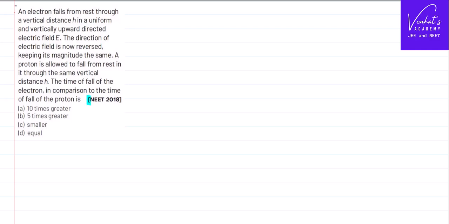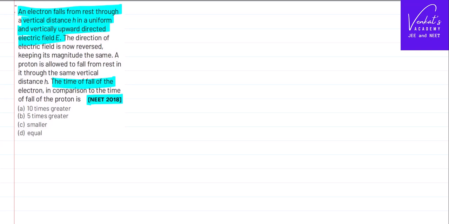This is the NEET 2018 question from electric charges and fields. The problem is like this: an electron falls from rest through a vertical distance h in a uniform, vertically upward directed electric field E, and then the time of the fall. So, let me take the case of the electron alone and talk about the time of the fall, right.